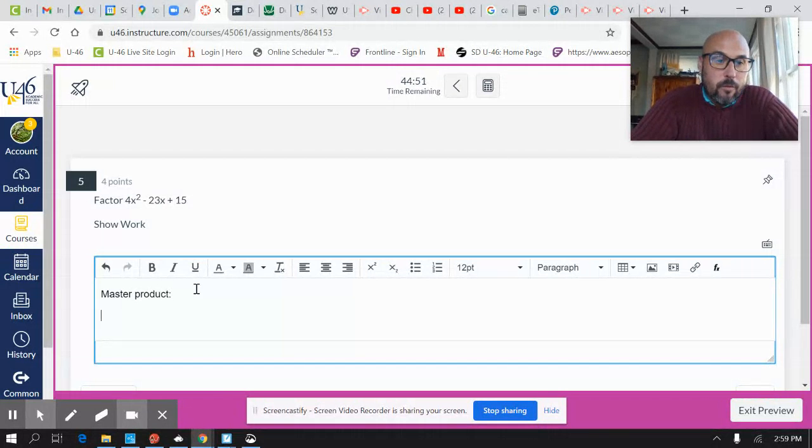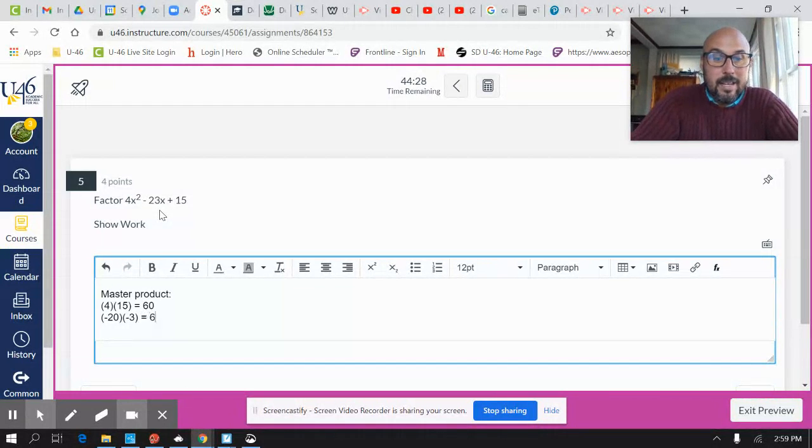And this will work for every time you try to factor something. This one always works, as long as it's a trinomial. So the first thing you do is you multiply the outer two numbers. 4 times 15 is 60. And then find two numbers that multiply to 60, but at the same time add to negative 23. And that's the hardest part of this whole process.